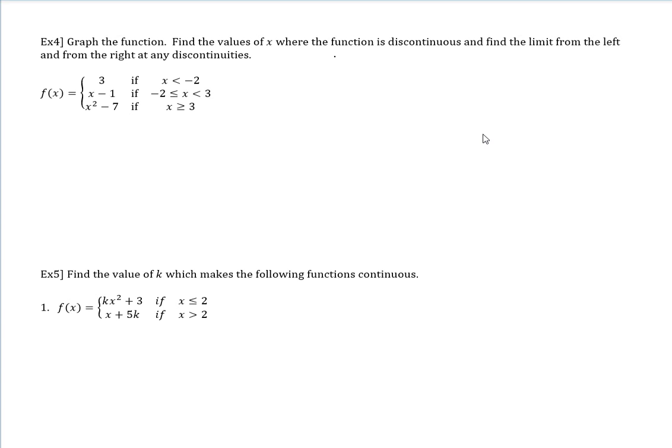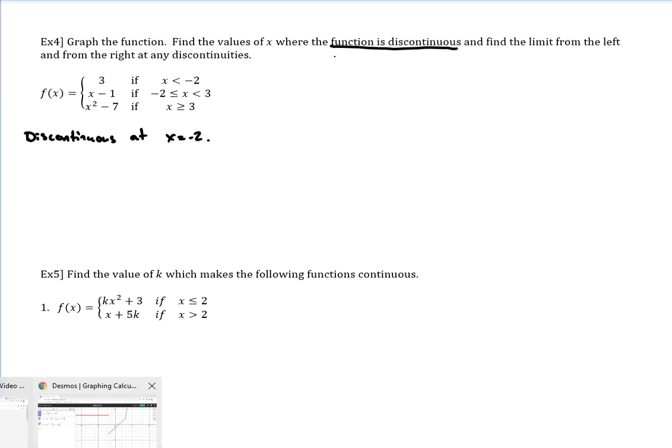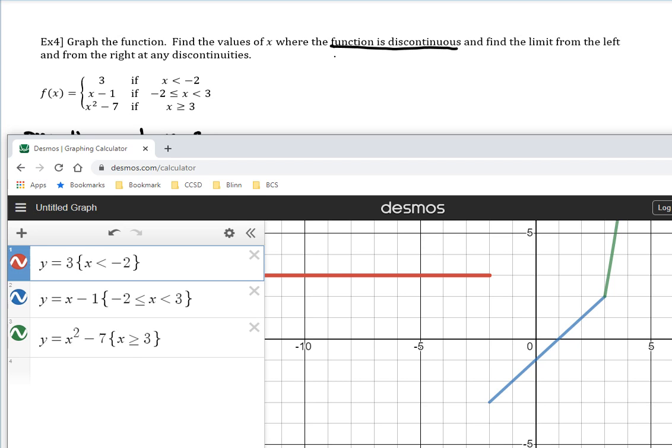Okay, so let's put that down here. It's discontinuous at x equals -2. That's based on the graph of the function. It said find the values of x where the function is discontinuous, so let's go ahead and underline that in black. That's where it's discontinuous. If it asked why it is discontinuous there, you might say, well, because you had to lift your pencil.